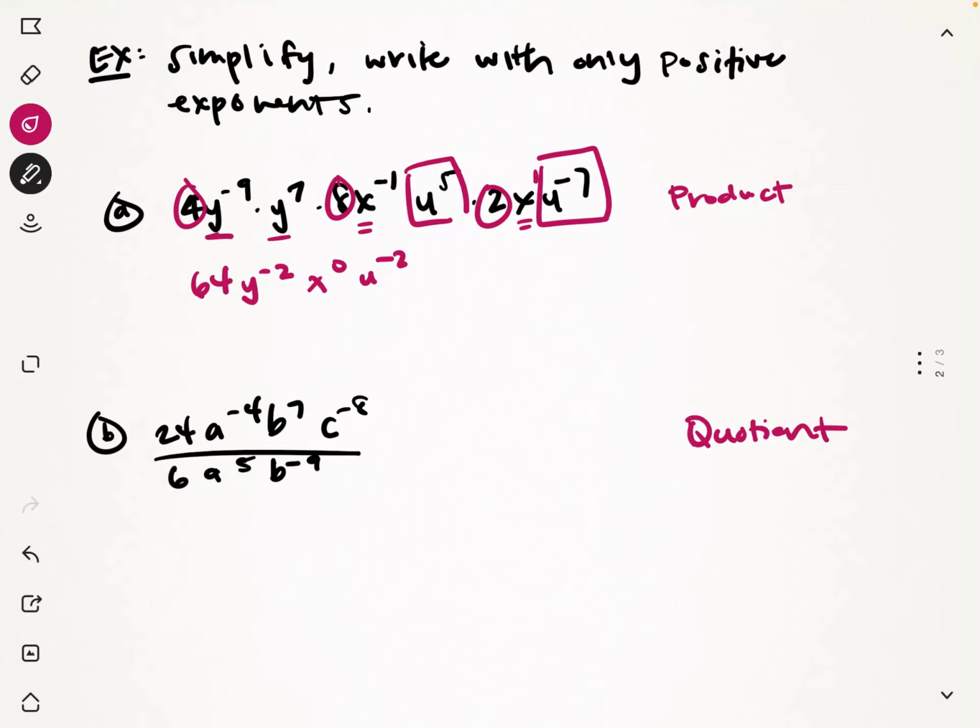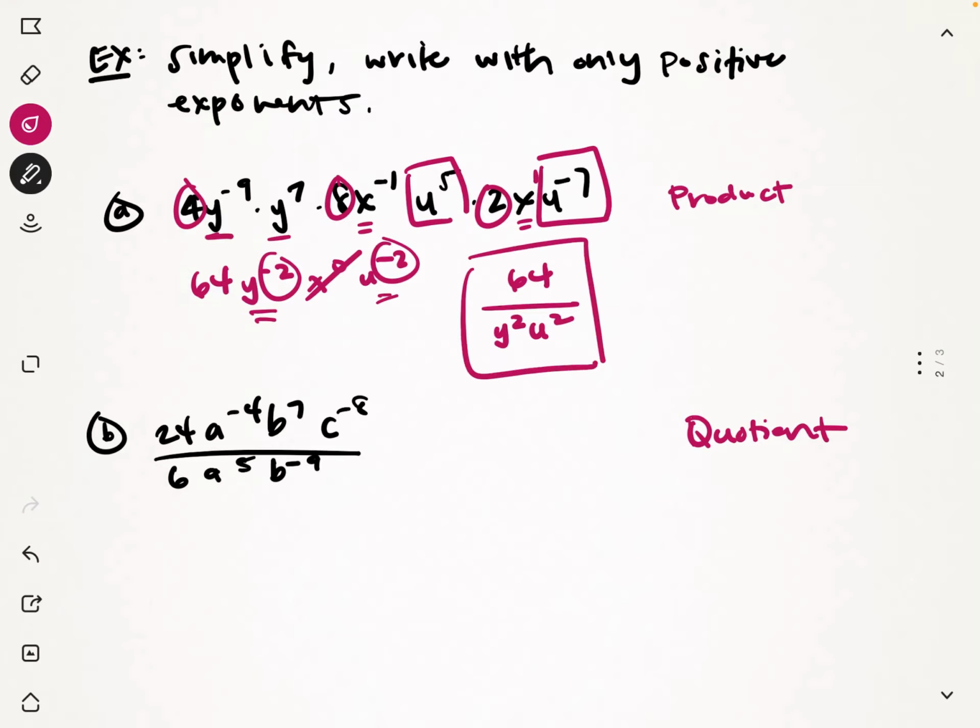Okay, so now let's rewrite this with only positive exponents. So first thing, x to the 0 is 1. 1 times anything is itself, so that whole thing we don't have to even write in there. We're just going to change these two negative 2 exponents to the reciprocals. So we have 64, and then we're going to just reciprocate these two because those are the ones with the negative exponents. So we have y squared u squared in the bottom. And then we're done.